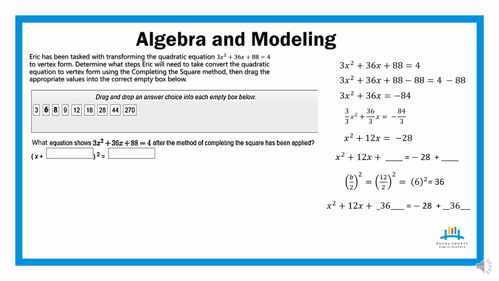Next, Eric will factor the left side of the equation and combine the like terms on the right side of the equation. When he factors the x squared plus 12x plus 36, he will get x plus 6 squared. When he combines the 36 and negative 28, he will get 8. So he will drag the 6 into the first box and the 8 into the second box to complete his answer.